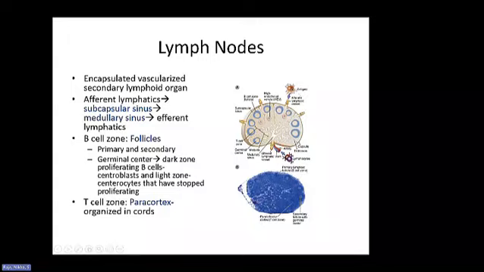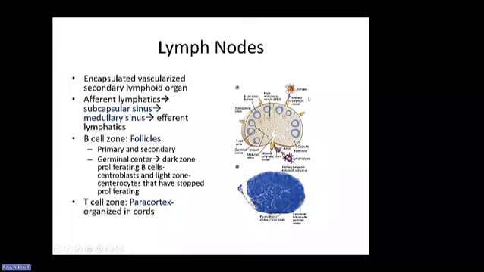This afferent lymphatic will bring in the lymphatic fluid that goes into the subcapsular sinus, and then it goes through the medullary sinus. And from the subcapsular sinus to the medullary sinus, then it goes into the efferent lymphatics.